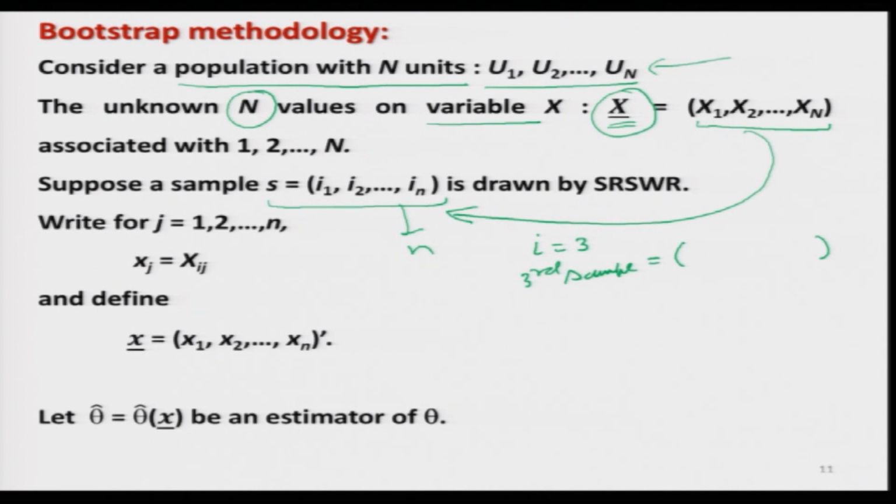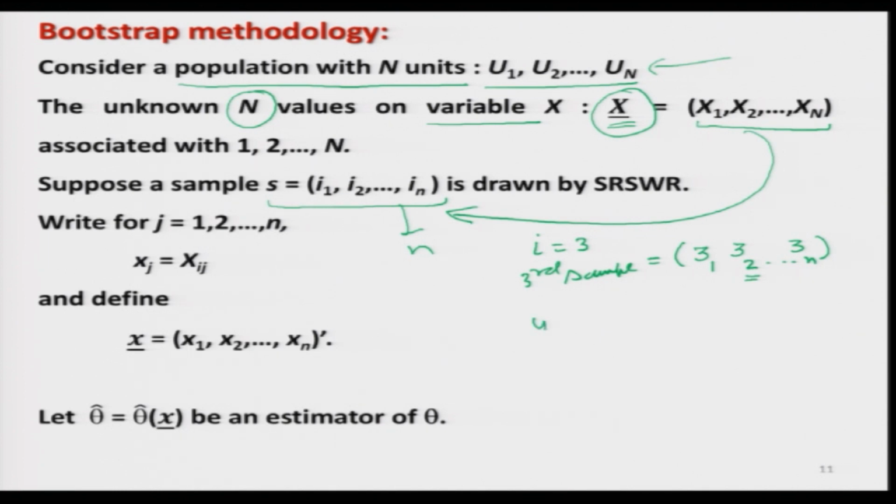Suppose we are getting a small n number of values. So, I will be getting the first value, second value, up to the nth value, and these values are obtained in the third sample. So, I will write 3 here. 3 subscript 1 is going to denote the first value in the third sample, 3 subscript 2 the second value in the third sample, and similarly 3 subscript n is going to denote the nth value in the third sample.